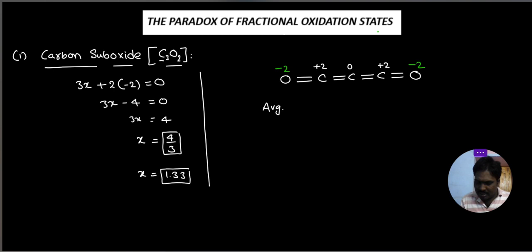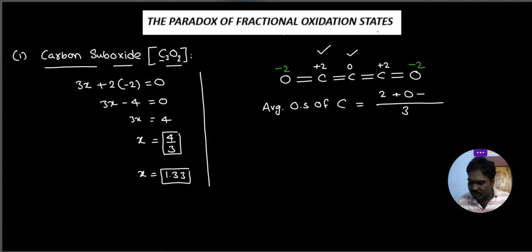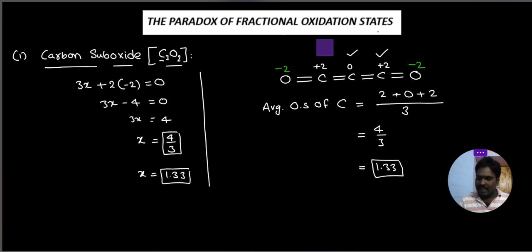So now, the average oxidation state of carbon: how many carbon atoms in total? 3 carbon atoms. Terminal carbon atom plus 2, middle carbon oxidation state 0, again terminal plus 2. So 4 by 3, which means 1.33. Understood everyone? Yes. Very important it is.